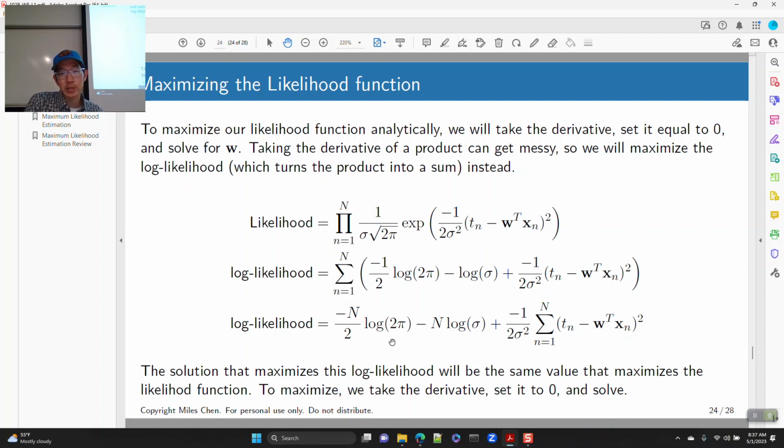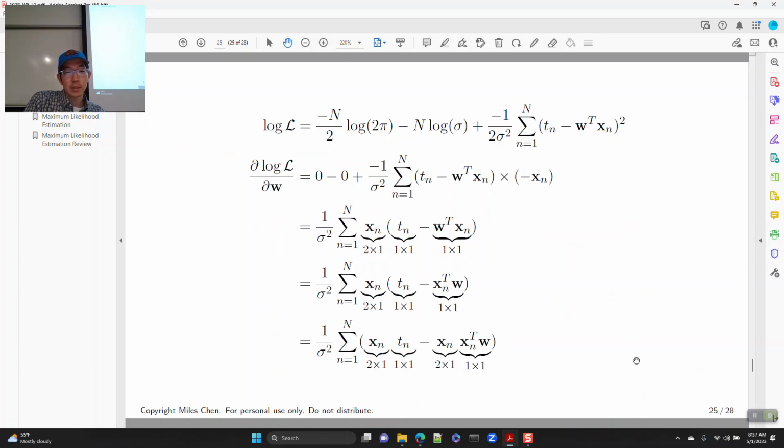So this is where we are, and we're going to say, okay, let's take the derivative of this thing with respect to w. We're going to solve for 0, and we're going to find the values of w that allow the derivative of this thing to equal 0. Okay, here's our log likelihood. We take the derivative with respect to w, and these are constants with respect to w, so they just zero out, which is nice.